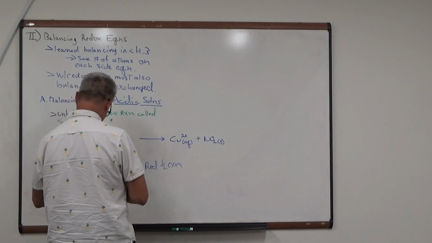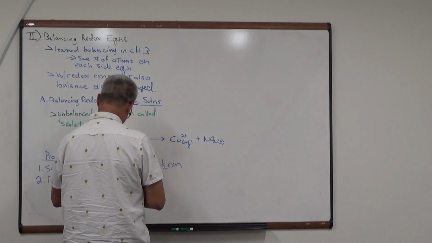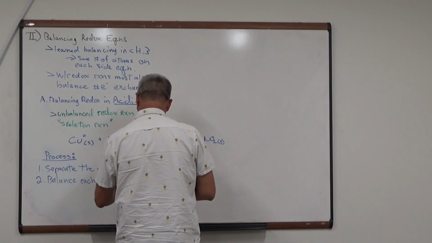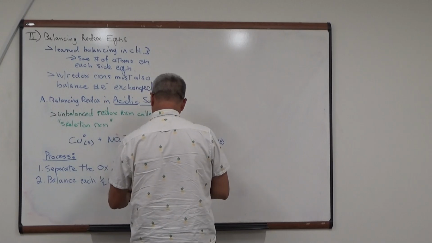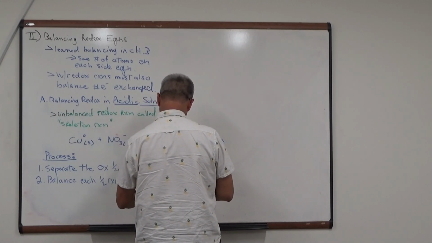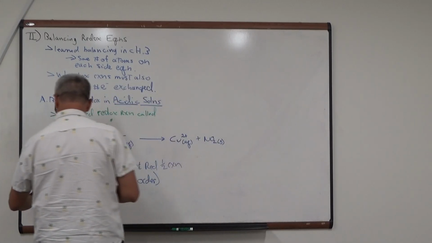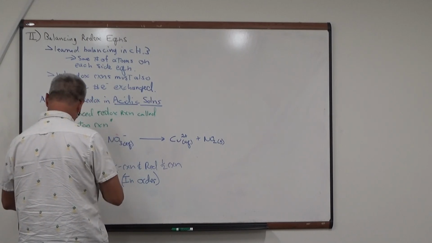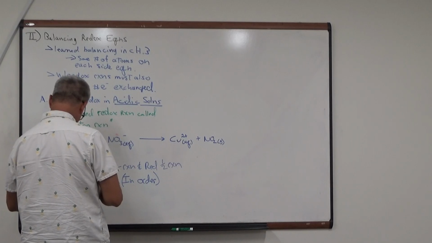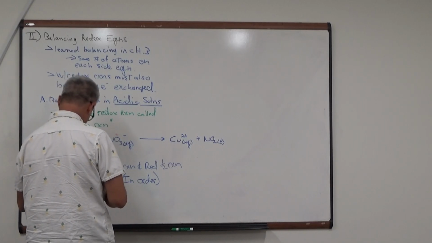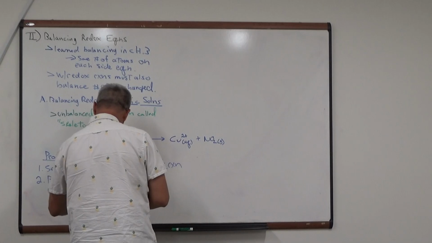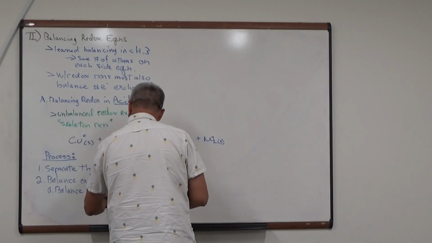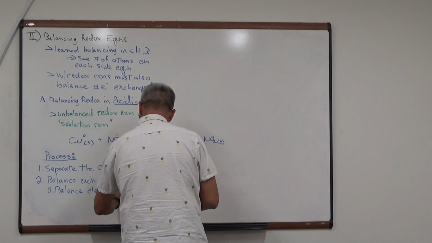So step 2. Balance each half reaction. And you want to do these steps in order. Don't mix up the order. All right. So step A. Balance elements other than hydrogen and oxygen.